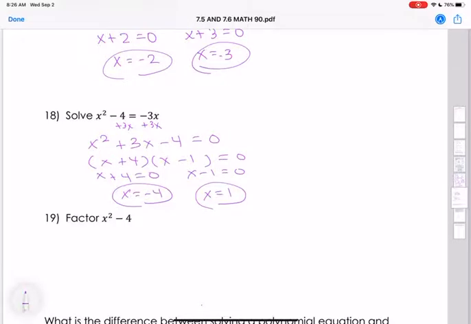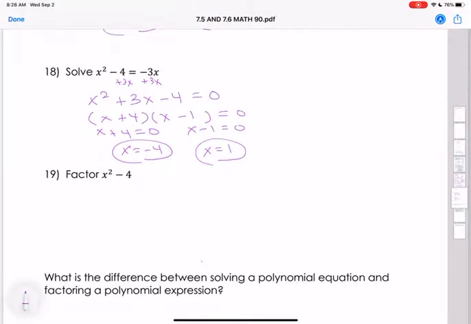Number 19, factor. So there's no equals, so we're not solving something. Do you recognize that yet? Two terms subtracted by a minus, that's a difference of squares. So it's going to be x plus 2 times x minus 2. Would it be correct if you put x minus 2 times x plus 2? It would, because the order of multiplication doesn't matter.